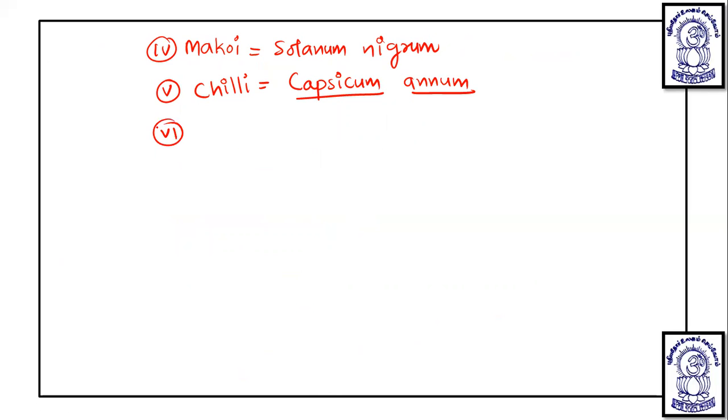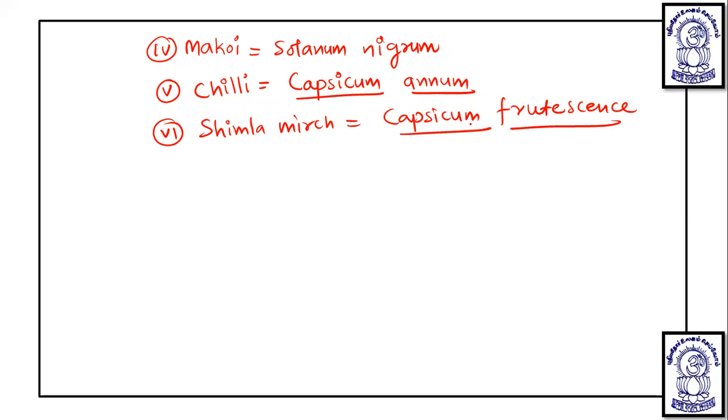Then the sixth one is Shimla mirch, which is also a type of chili we know, that is capsicum, Capsicum frutescens. So if you just remember the genus Capsicum, then it's okay for this. There is no need to remember this long name.